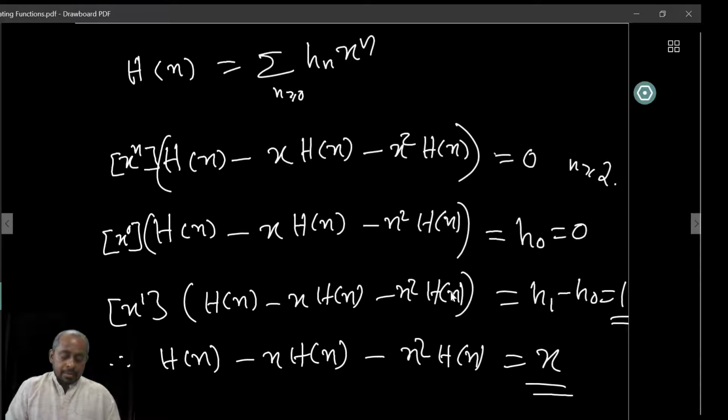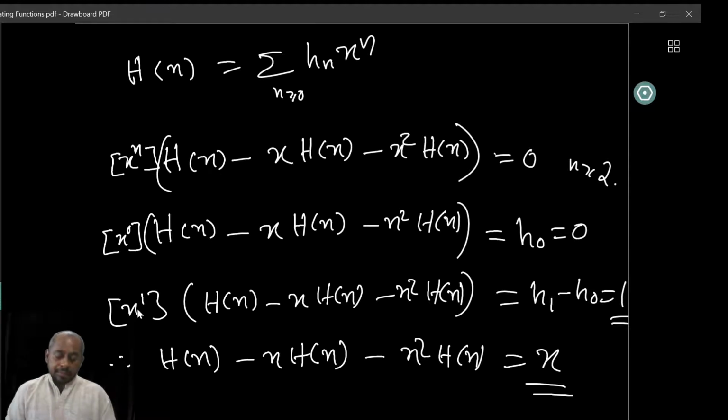Similarly, the coefficient of x that appears in h of x is h1, right, h1 x, and in x times h of x, h0 becomes h0 times x, so that is also there, but in the third there is no term with x. So therefore you have h1 minus h0 from this, and that is basically 1, because the coefficient of x raised to 1 is 1 minus 0, which is 1.